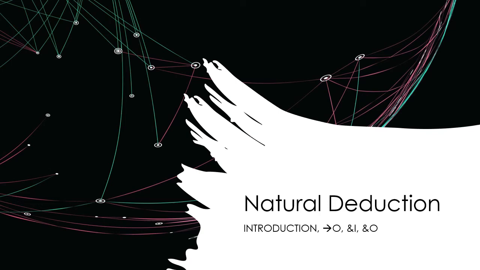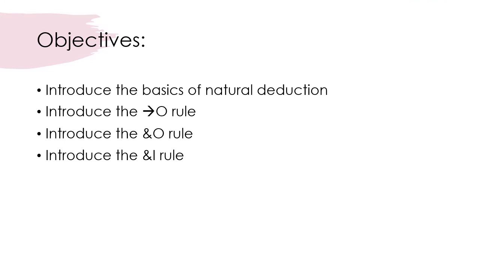So now that we've gone over translations and truth trees, we're going to be spending the rest of the semester looking at natural deduction, which is probably the one thing that most logic courses spend most of their time on. In this presentation, I just want to go over the basics of natural deduction, explain what it is that we're doing, what the different lines are, and just what you're going to see in the structure of a natural deduction problem. And then I want to go over the first three rules, which are arrow out, ampersand out, and then ampersand in.